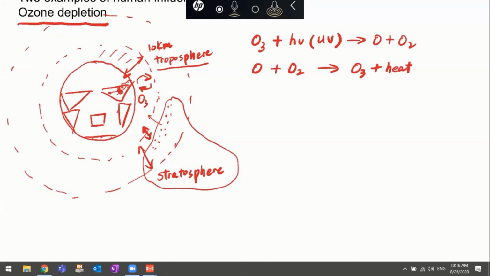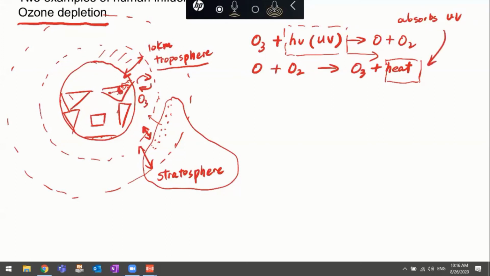Okay. So you see that ozone is basically regenerated, and what we're doing is just converting the high energy light into heat. Okay. So we know that if we don't have ozone, then all of this UV light will shine upon the Earth, right? So for humans or for animals, it's going to cause damage. Okay. So basically, the ozone absorbs UV light and converts that into heat.